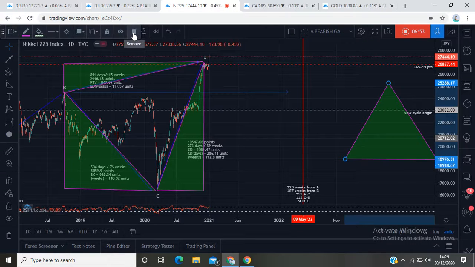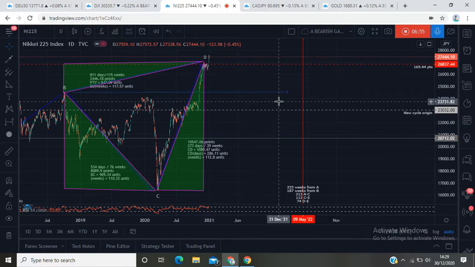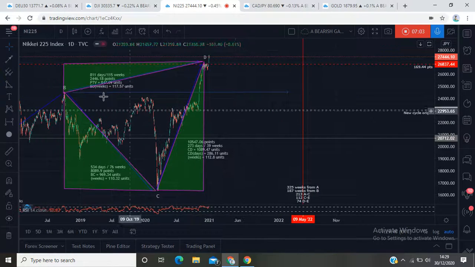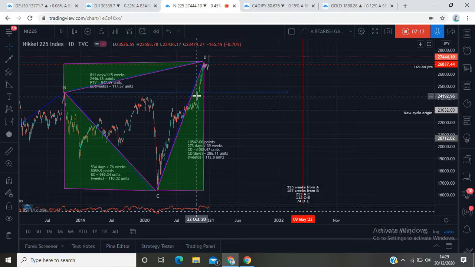Equilateral triangles in price action normally occur in pairs. And then we can say that this one here is the first in the pair of the equilateral triangle. So that means we are going to have two triangles, and this is the first triangle which has just completed.